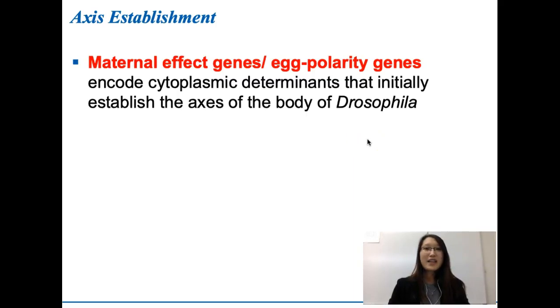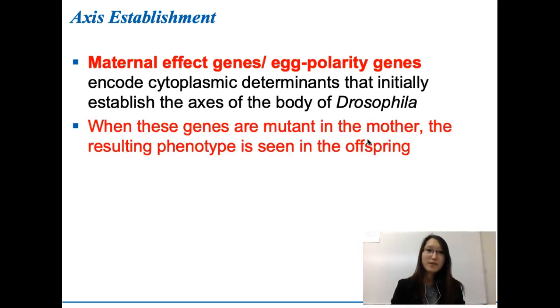All right, axis establishment. Here we have something called maternal effect genes and egg polarity genes. They mean the same thing. Those are the genes that encode cytoplasmic determinants that initially establish the axis of the body of Drosophila, or us, right? If you remember, we talked about cytoplasmic determinants. What are the genes that actually code for those proteins that are unevenly distributed in the egg cell? These maternal effect genes and egg polarity genes are the ones.